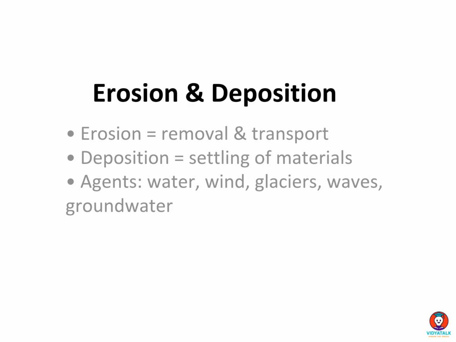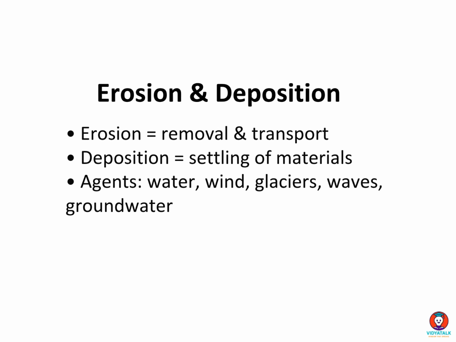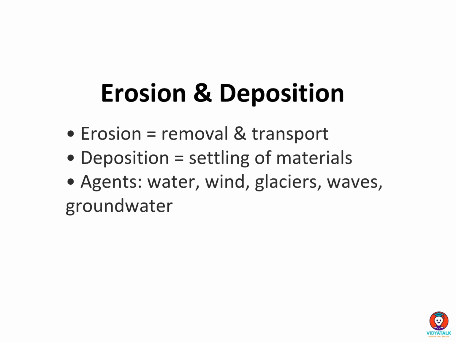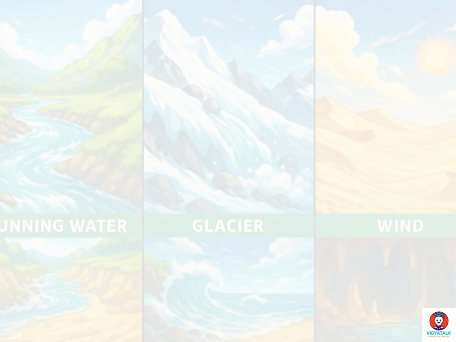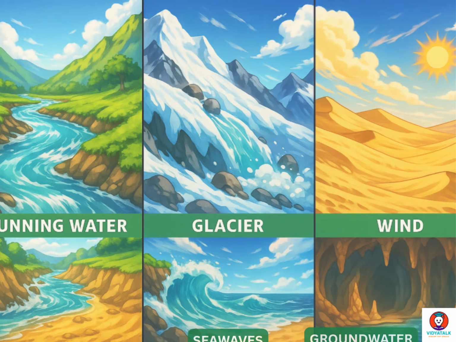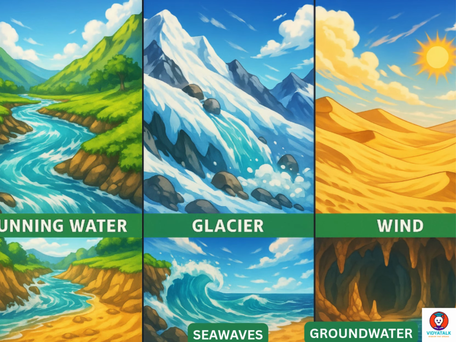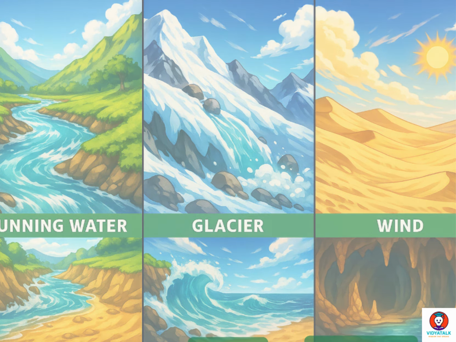Erosion and deposition. Erosion removes and carries rock debris. Deposition occurs when agents lose energy and drop material. Coarse materials settle first, fine later. Both processes constantly shape Earth's surface.